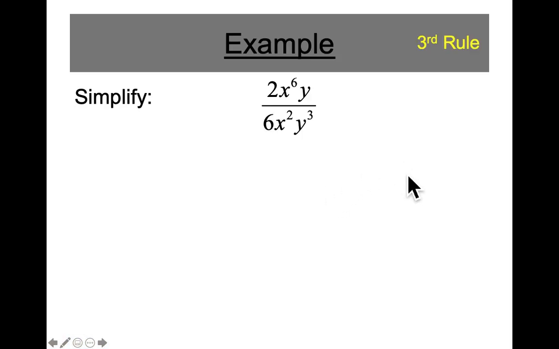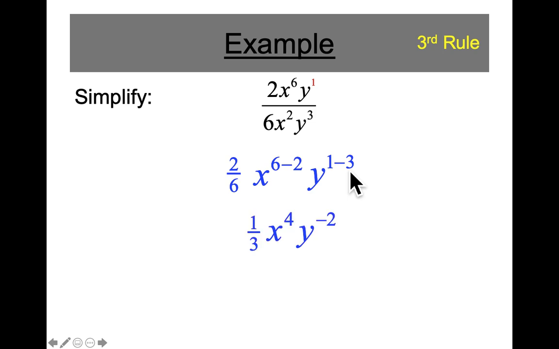All right, here's an example. As we look at this one, we're going to go ahead and bring all of these values. One of the ways to think about it is that we bring the values into the numerator. So we're going to put the 2 over the 6, and then this is like 6 minus 2, and then y minus 3. So we simplify 2 over 6 to 1/3, and then we have 1/3 x to the 4th y to the negative 2.